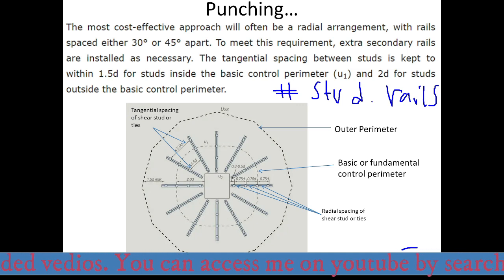The rails will be arranged either radially or orthogonally, but when we arrange them radially, we need to take into consideration the maximum spacing between the rails. Within the basic perimeter, the distance between two consecutive stud rails should not exceed 1.5d. Outside the basic perimeter, the distance between two consecutive stud rails should not exceed 2 times the effective depth of the slab.